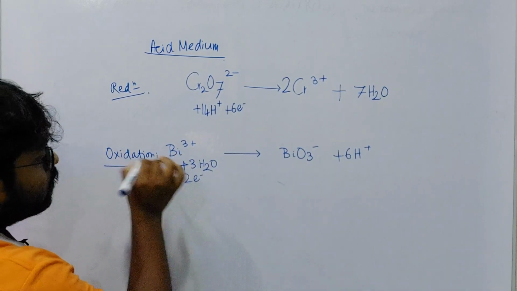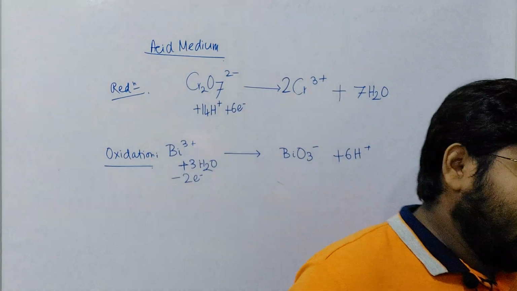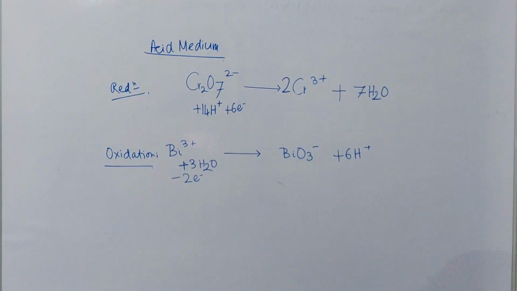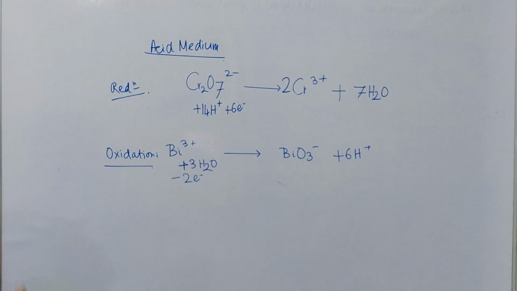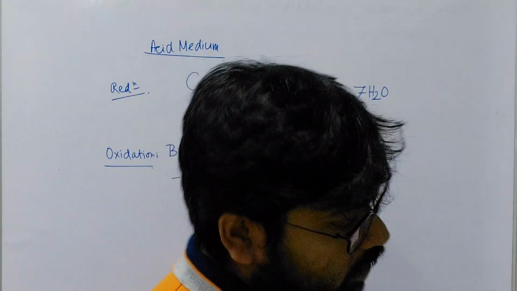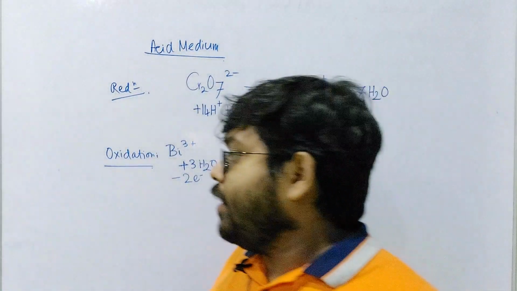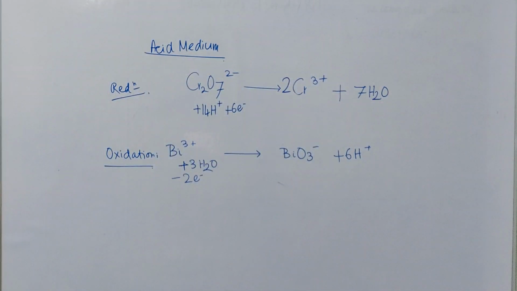So we can see this by calculating the oxidation number, which we have learned in the last class, also by this method as well, where we don't actually have to calculate the oxidation number. Without calculating the oxidation number, we can also do this quite easily. I hope you have understood.